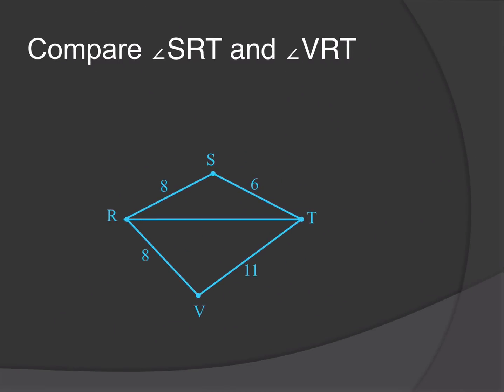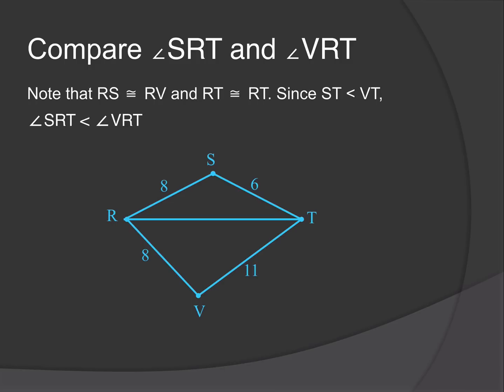So suppose we want to compare SRT and VRT. I want you to do this, and then I'll come back with answers. And here's the answer. You'll notice that RS and RV are congruent, and RT is a common side. So that means that I have a side angle side looking relationship. However, since side ST is less than side VT, we know that angle SRT will be less than angle VRT.